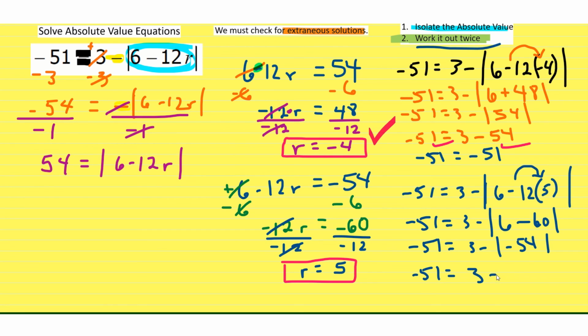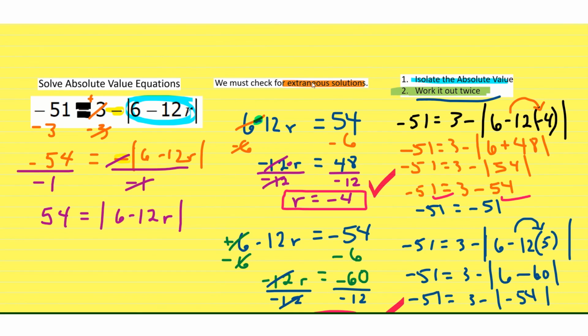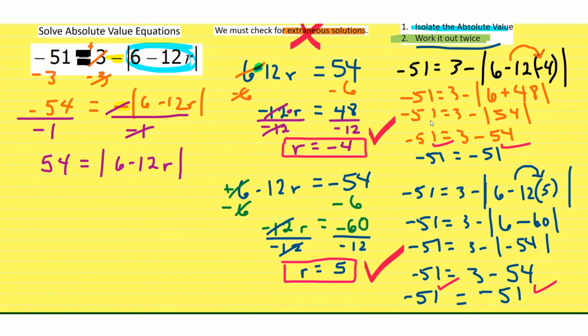Now what is the absolute value of negative 54? Well, it is a positive 54. So then 3 minus 54 is indeed equal to negative 51. And those two things are equal. Negative 51 is equal to negative 51. So that means that my second solution is also valid, and I do not have any extraneous solutions.